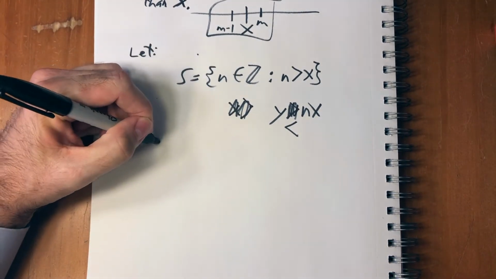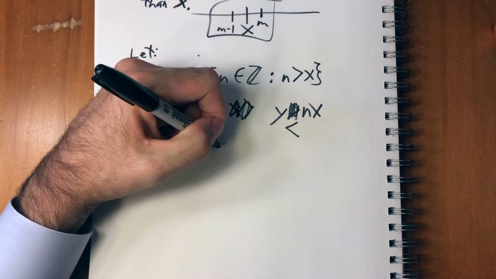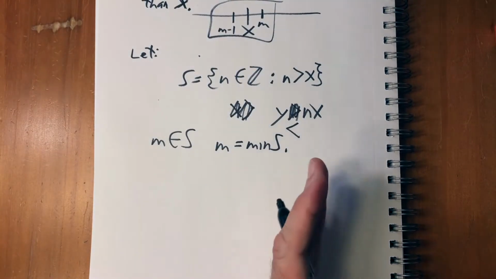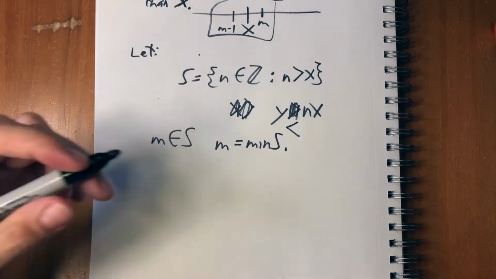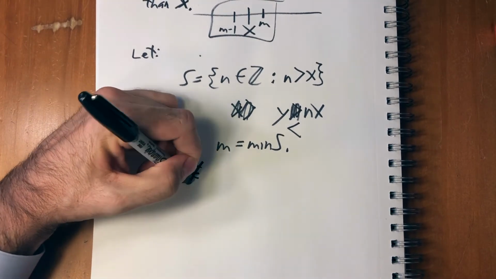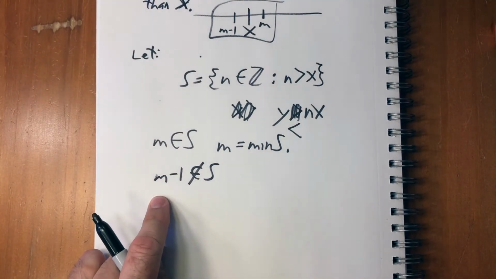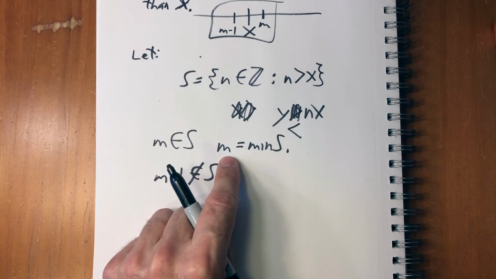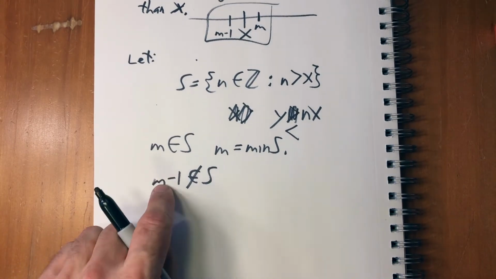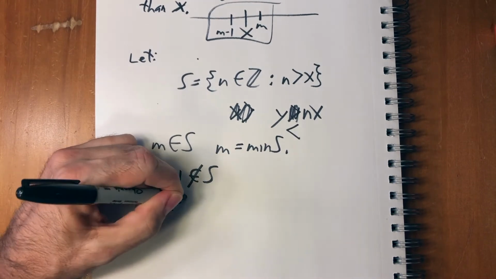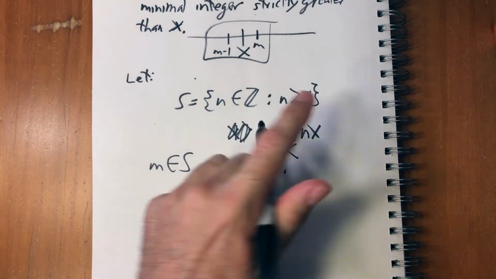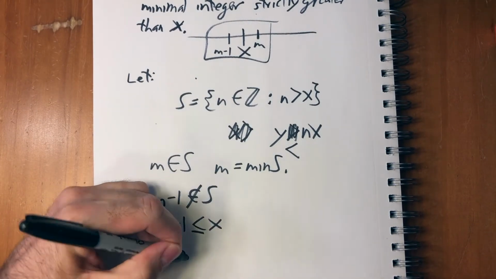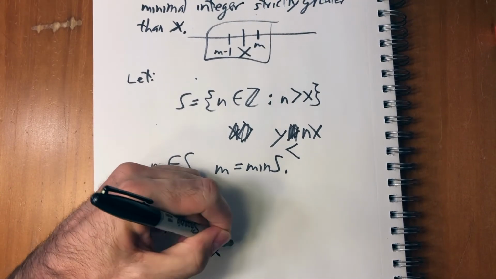So call m the minimal element of S. So there's no element of S smaller than m. That means that m minus 1 is not in S, because if it was, then it would have to be the minimal element of S. So by definition, 1 less than this one is not going to be in S. So if m minus 1 is not in S, that means that m minus 1 is not greater than x. So m minus 1 is less than or equal to x. And that means that if we move them over, then m is less than or equal to x plus 1.